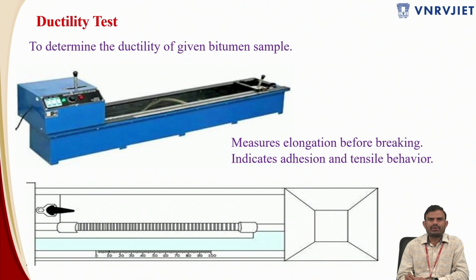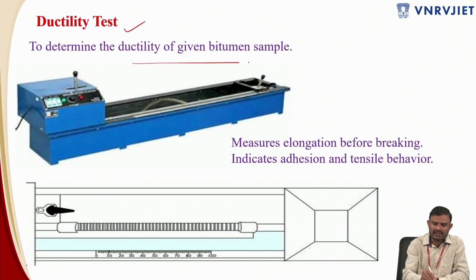Next, the other test we are going to look into on the bitumen is the ductility test: determine the ductility value of the given bitumen sample. In the previous test, we found the core property of the bitumen, which is the softness or the hardness of the bitumen. The lower the penetration value, the harder the bitumen, and harder bitumen is used in warmer regions or high temperature conditions. Vice versa, a higher penetration value is used in colder regions.